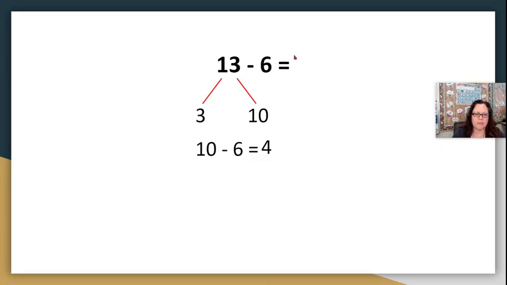We've already used the 6. We've already broken apart the 13. So we have a 3 and a 4 there. We're going to add those together. 4 plus 3. What's 4 plus 3? Shout it out. Yes, it is 7. So 13 minus 6 equals 7. We are going to box our answer.